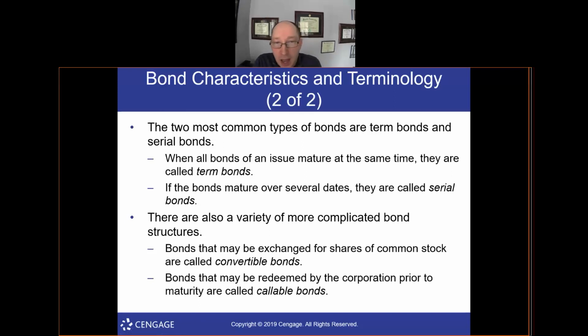Two most common types of bonds are called term bonds and serial bonds.